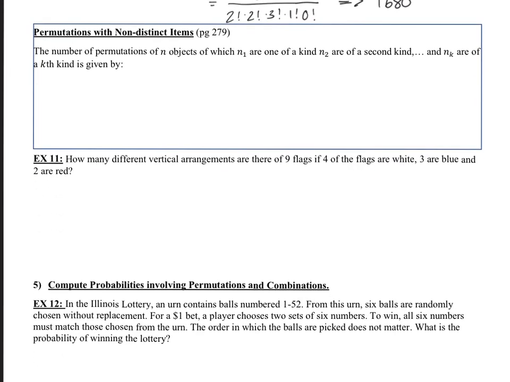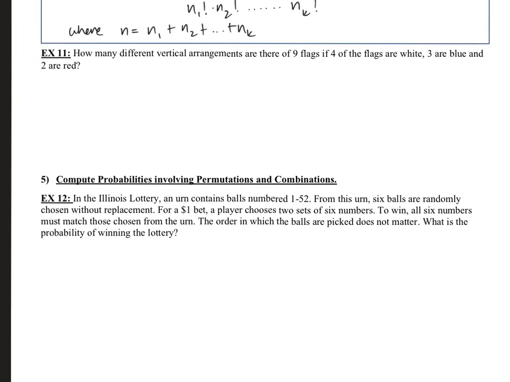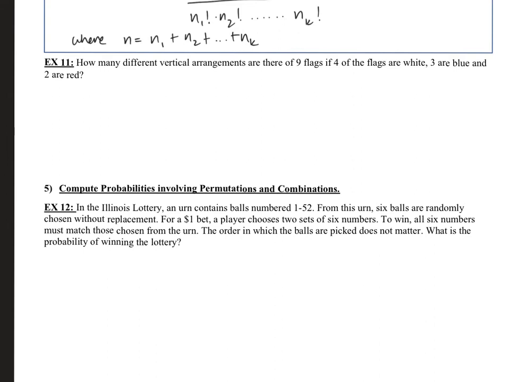Now let's look at permutations with non-distinct items. So the number of permutations of n objects, of which n sub 1 are one of a kind, n sub 2 are second of a kind, and n sub k are the kth kind, is given by the formula n factorial over n sub 1 factorial times n sub 2 factorial times so on, up to n sub k factorial, where n is going to be the different items added together. For example, 11. How many different vertical arrangements are there of 9 flags if 4 of the flags are white, 3 are blue, and 2 are red?